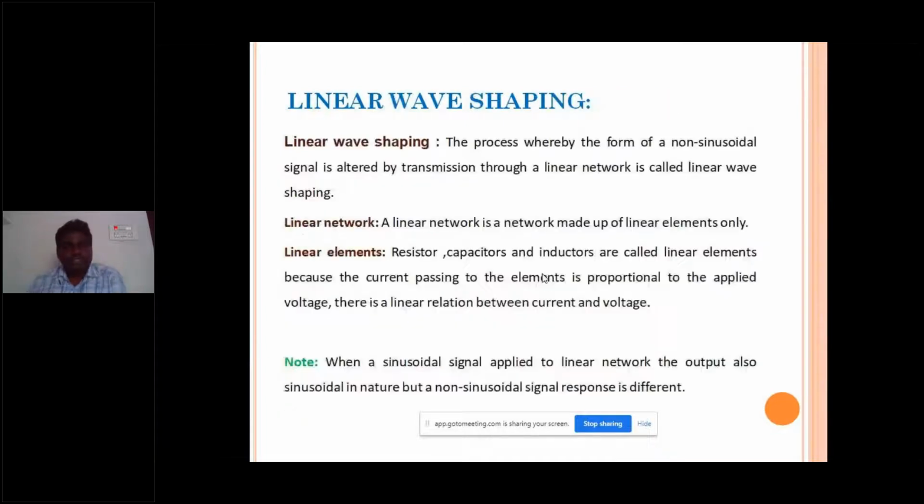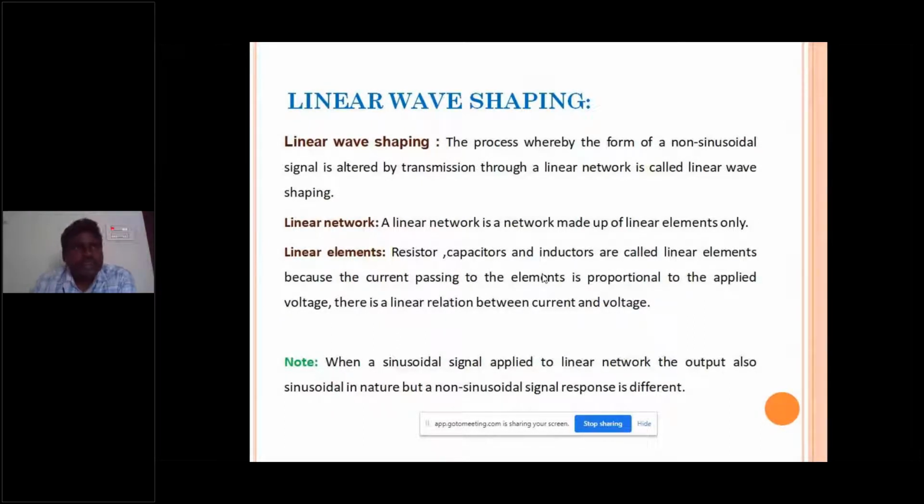Now let me start this with the definition of linear wave shaping. What is meant by a linear wave shaping? That you are already aware of. If you are transmitting any non-sinusoidal signal through a linear network, then the shape of this input signal is going to be altered in the output. That is called linear wave shaping, which means we are transmitting a non-sinusoidal signal through a linear network, then the shape in the output is going to be changed. That is according to the requirement.